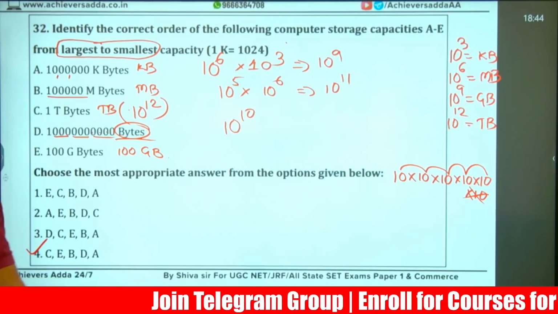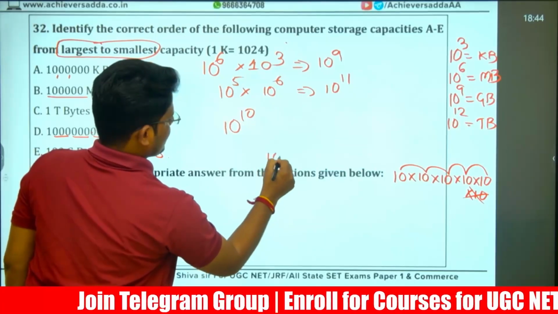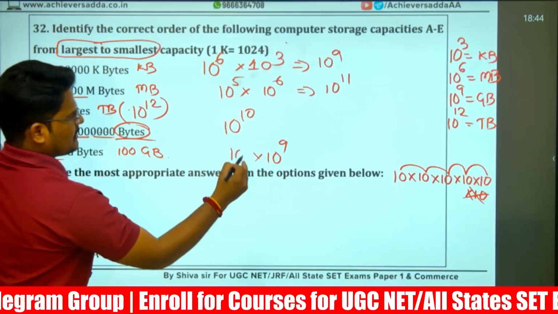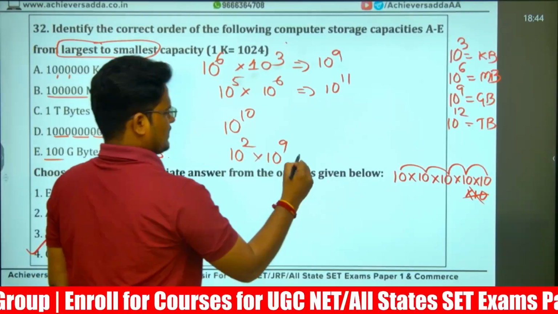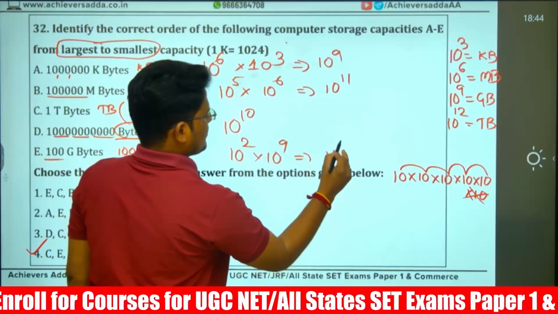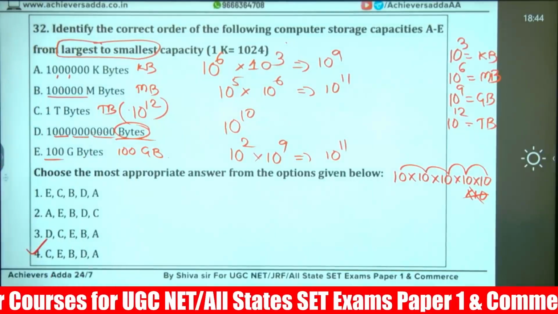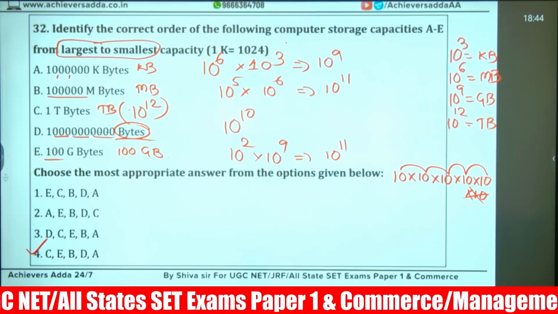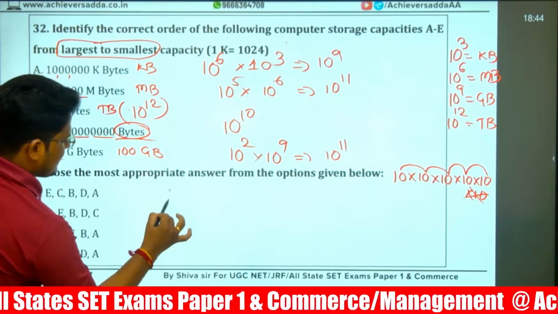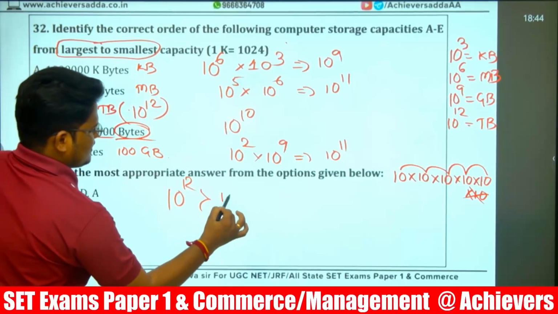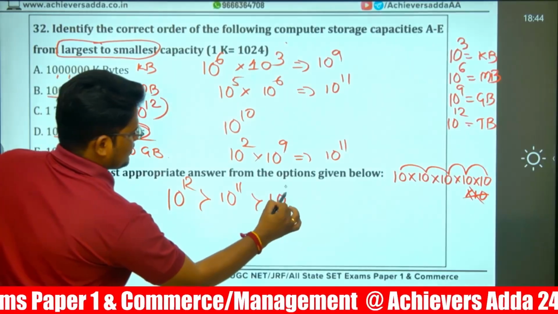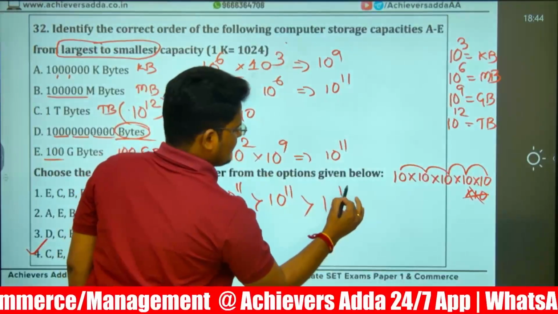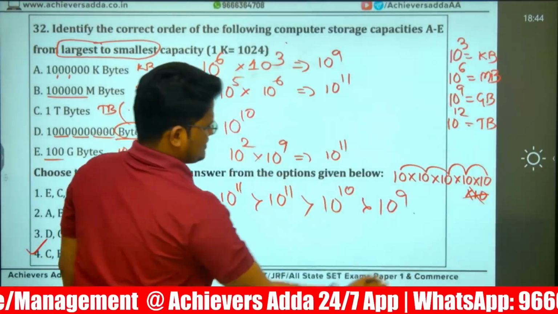And your 100 GB is nothing but 1 GB, 10 power 9, and 100 is there. 100 means 10 power 2. So here 9 plus 2, 10 power 11. So two 10 power 11s are there. Which is the highest now? 10 power 12 is the highest. After that, two 10 power 11s are there, this one and this one. After that, 10 power 10 is there. After that, 10 power 9 is the lowest one.